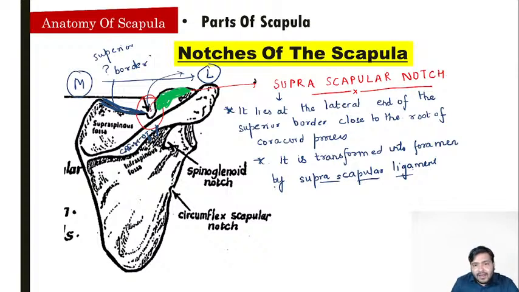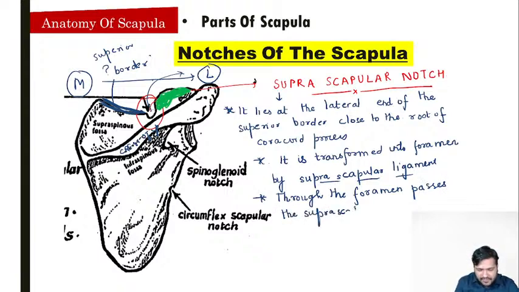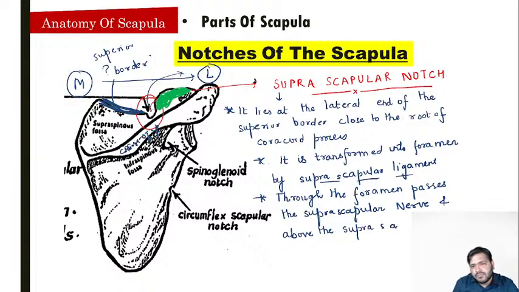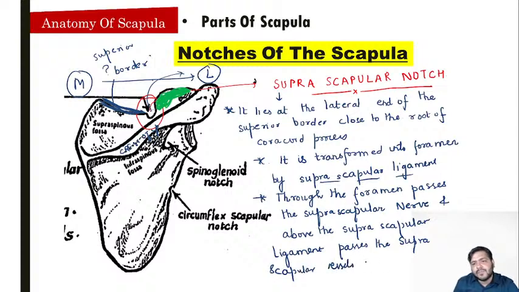Apart from that, now remember that just beyond that you will find the foramen in which the suprascapular nerve will pass. Through the foramen you will have the suprascapular nerve, and remember, above the suprascapular ligament pass the suprascapular vessels. That is the suprascapular artery.